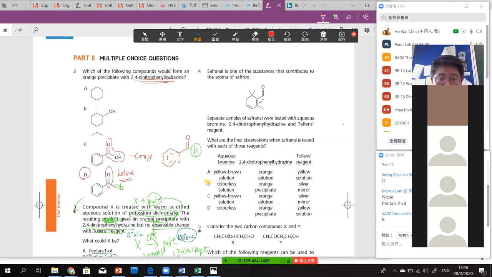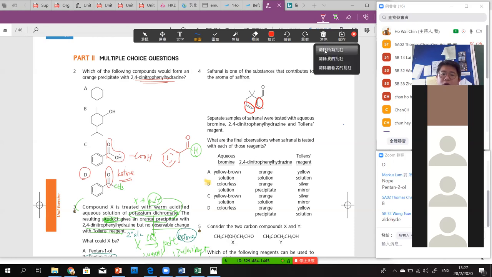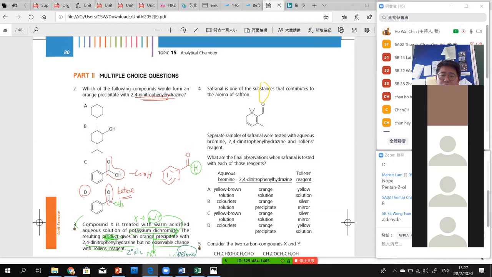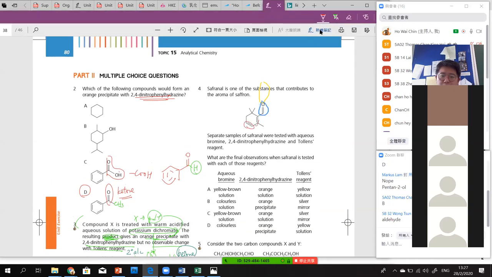Now take a look, C or D. What are the functional groups present actually? We've got a C=C double bond, right? And then we've got a C=O double bond. Is it aldehyde or ketone? Yes, it's aldehyde.